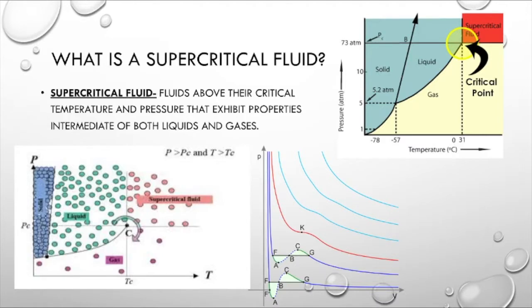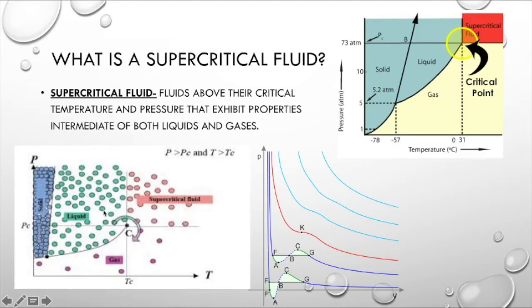So let's get started. Okay, what is a supercritical fluid? A supercritical fluid is a substance that is subjected to a temperature and a pressure above its critical point. So these fluids exhibit properties intermediate of both liquids and gases. I provided here a few graphical reminders of what supercritical fluids look like, which could be helpful. If we look over here on this first phase diagram, you can see up here this red region represents the supercritical fluid region, where the critical point is right here.